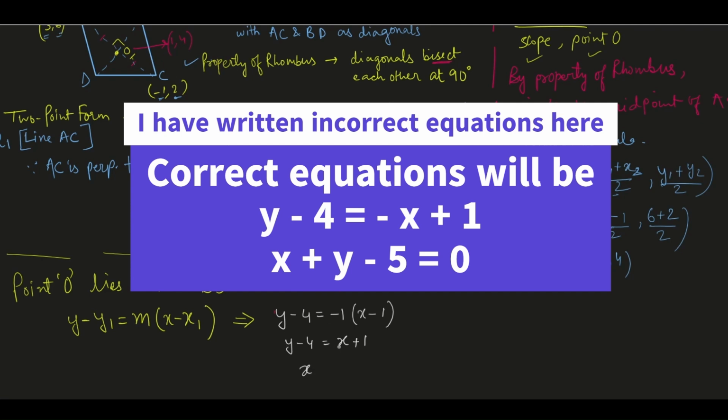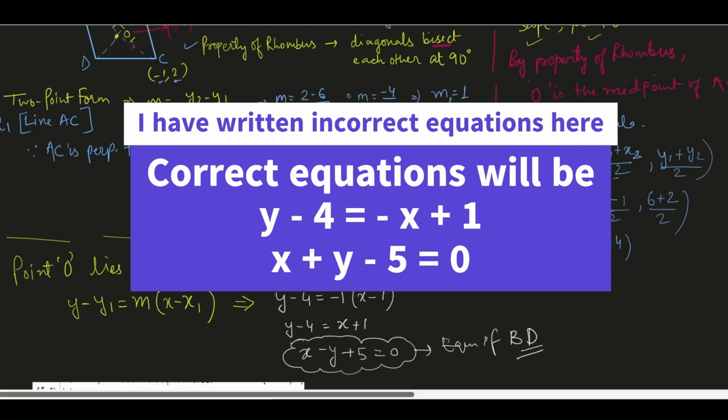We are taking y towards the right. So x minus y, and this -4 goes towards the right and becomes plus. So it will be +1 plus 4, that is +5 is equal to 0. So this is our final answer, which is what? Equation of BD. I hope you all have understood this question.